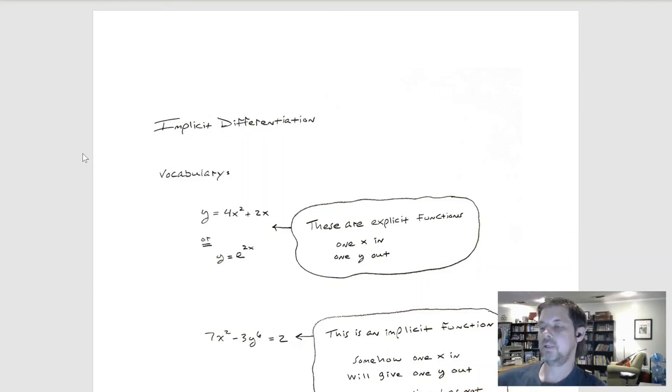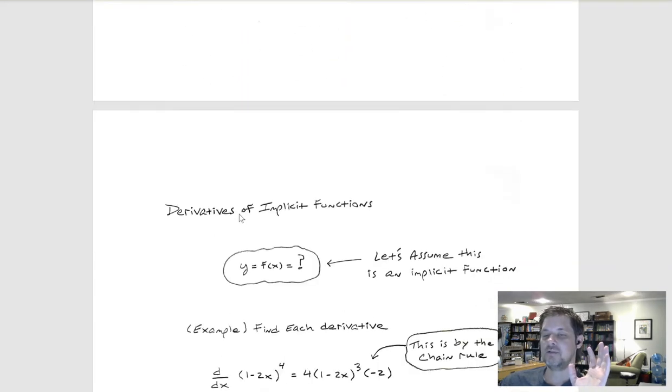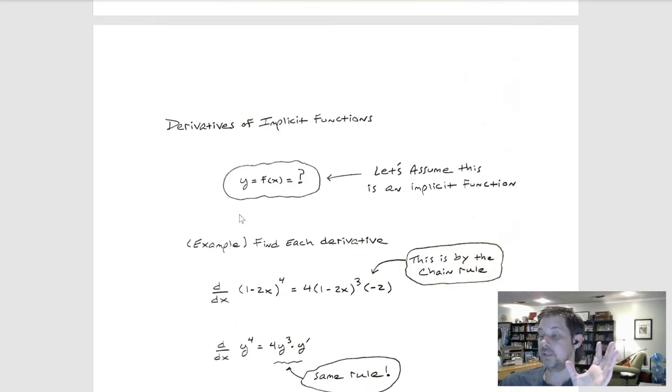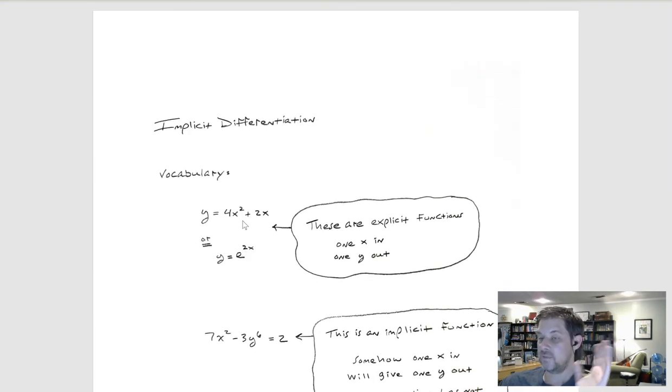Well, hello, everybody. So, time for a new topic, and this topic is called implicit differentiation. And I use that term because that's the common accepted term, and if you were going to try to find information about this elsewhere, that's what it would be called.